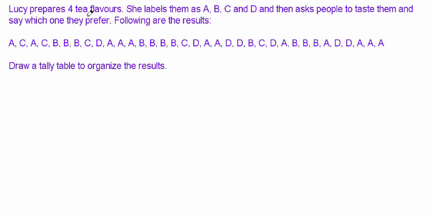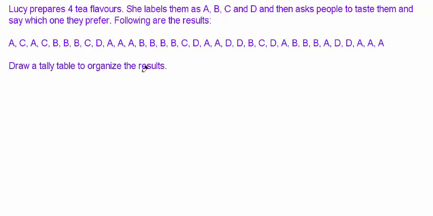Lucy prepares 4 tea flavors. She labels them as A, B, C and D and then asks people to taste them and say which one they prefer. Following are the results. So the first person she asked said that flavor A is his or her favorite. The second person voted for C and so on.